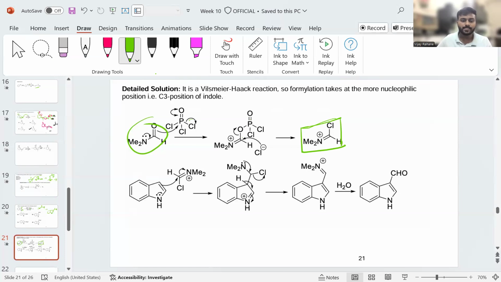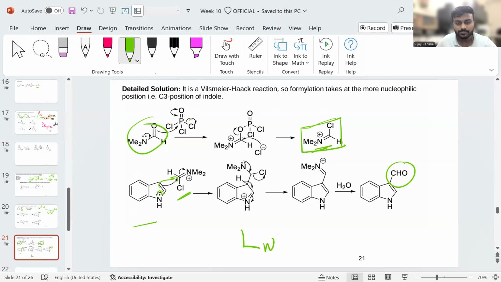And when we have the species on which we are doing the formylation reaction, here we have the starting material. If you look at this, the nitrogen lone pair goes in conjugation and attacks from the C3 position onto this active species, which leads to the formation of the formylation at that position.